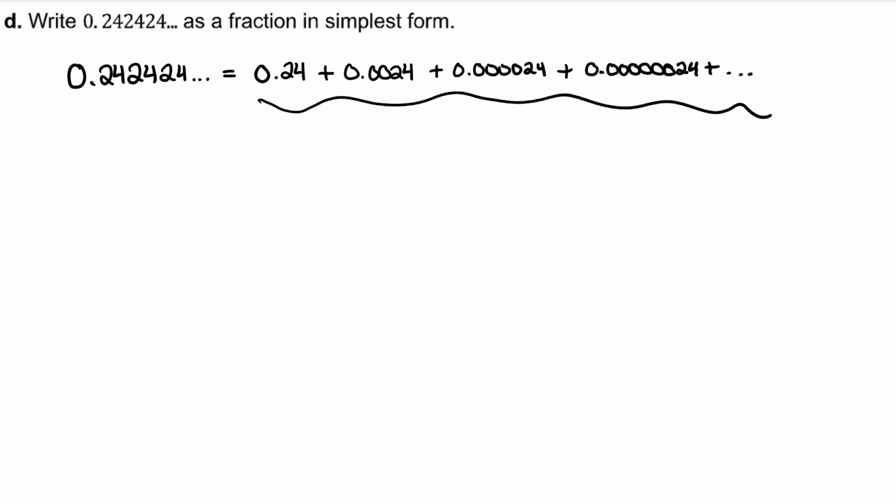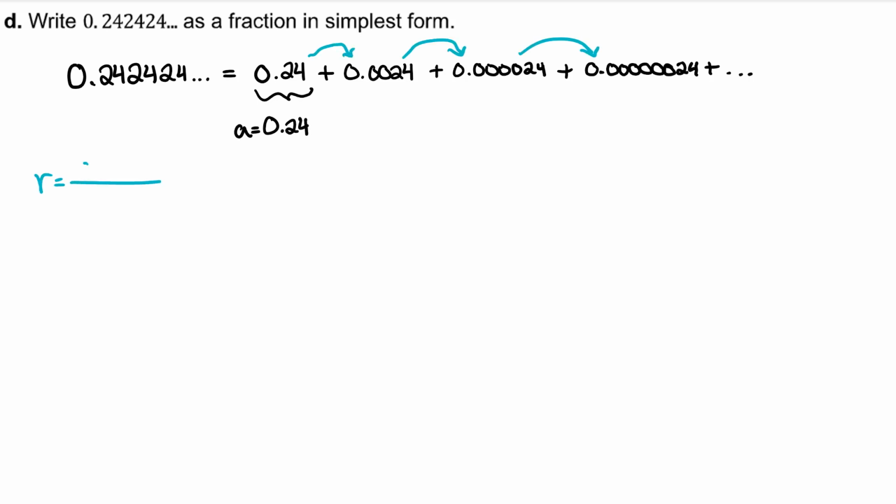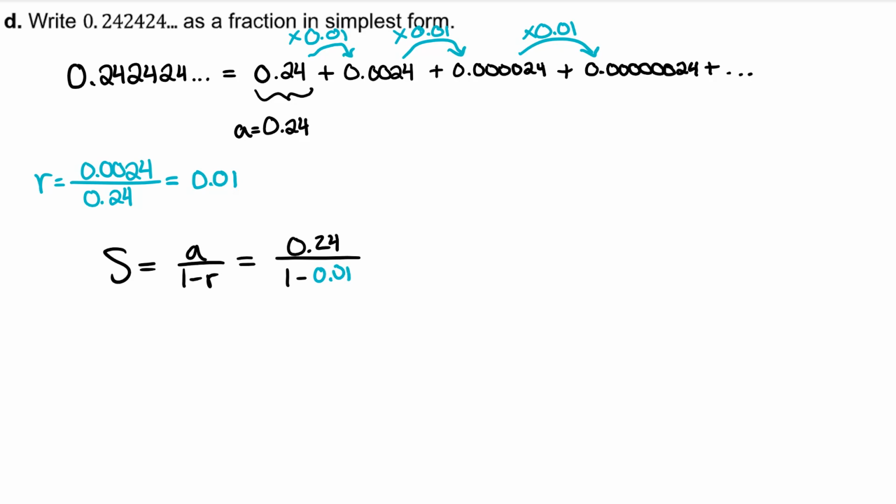Now I have an infinite series. The first term of that infinite series is 0.24. The common ratio, you can always calculate the ratio by taking one term and dividing the term before. Our common ratio is 1 over 100, or 0.01. Let's find the sum of this infinite series. If you can't immediately see, you can multiply this by 100 over 100, which would move those decimal places and give you your final fraction of 24 over 99.